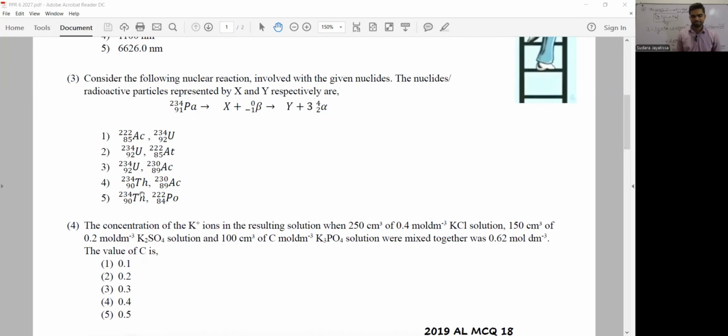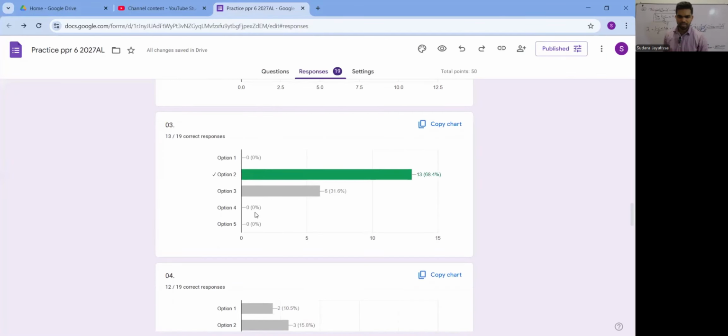It is about nuclear balancing. Nuclear balancing. So let's see your answers. I hope now you all are okay with that part. Okay, 13 of you got the correct answer, and some of you have selected answer 3 as well.